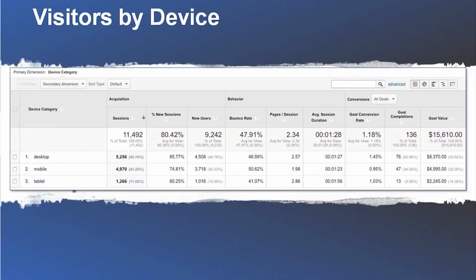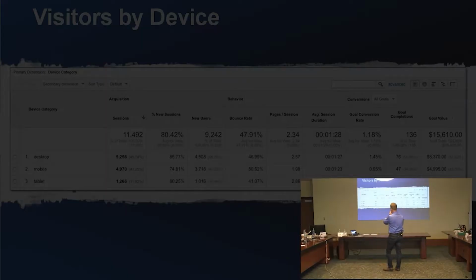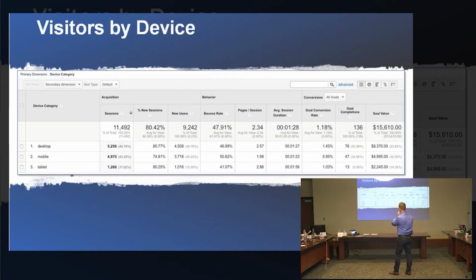When I go to visitors by device in Google Analytics, it breaks it down: desktop, mobile, tablet. First I look at the number of sessions. How many visitors? 5,200 from desktop, 4,900 from mobile, 1,200 from tablet. That tells me I'm getting people on all the different devices. But the one thing I want to look out for is anyone dropping off.